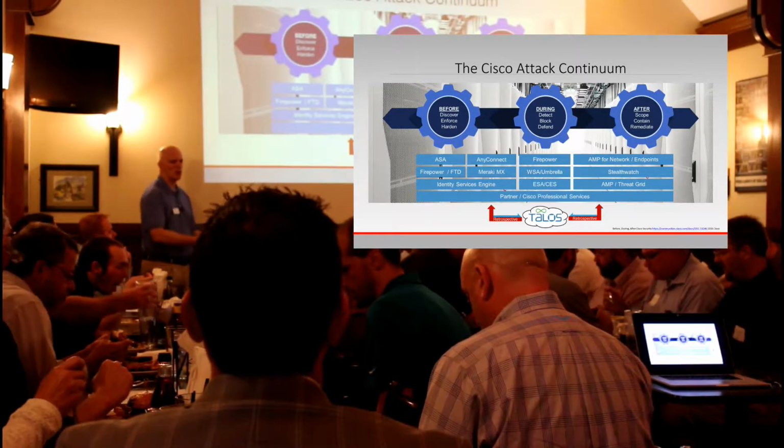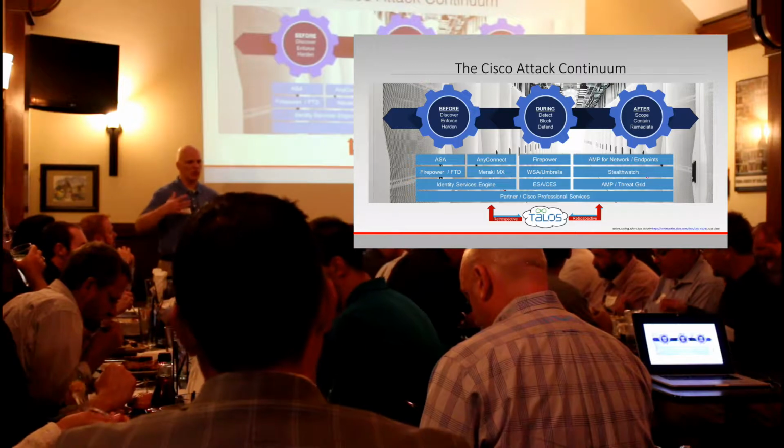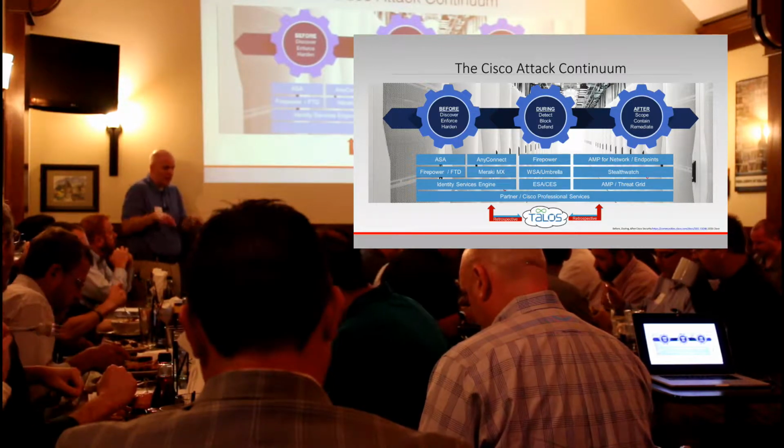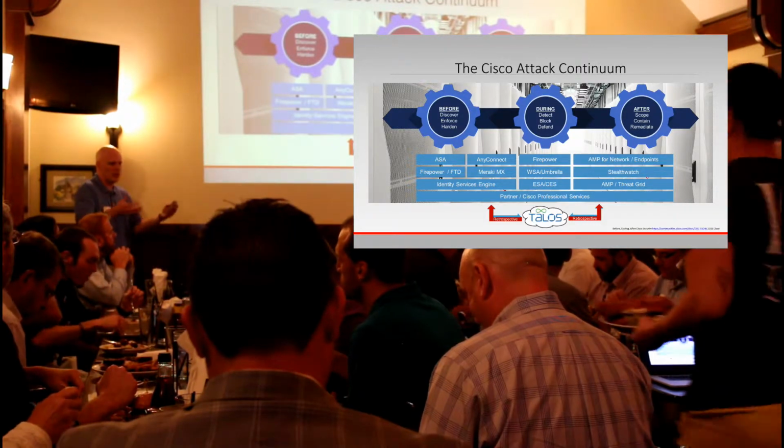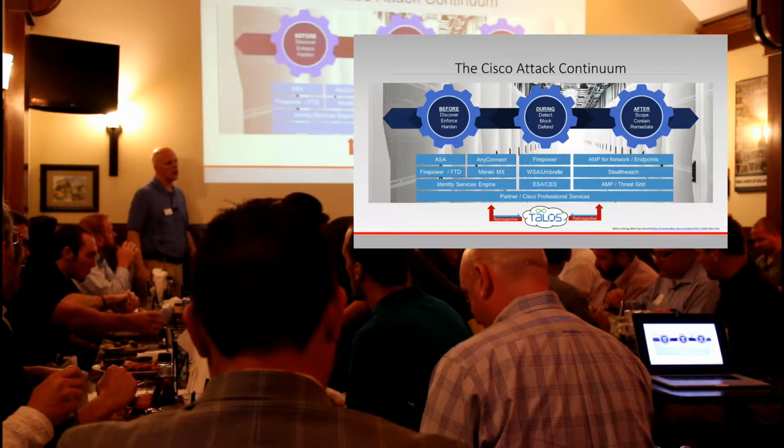But when it does get through, what do you do about it? How do you scope it? How do you contain it? And then how do you remediate it to keep it from spreading throughout your network?